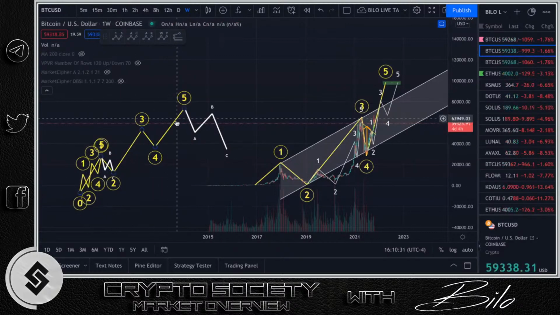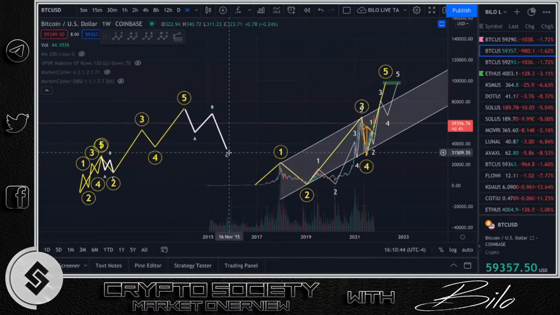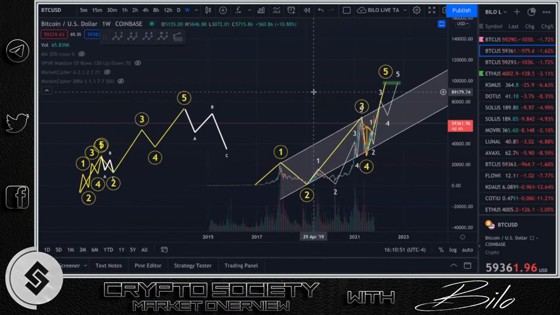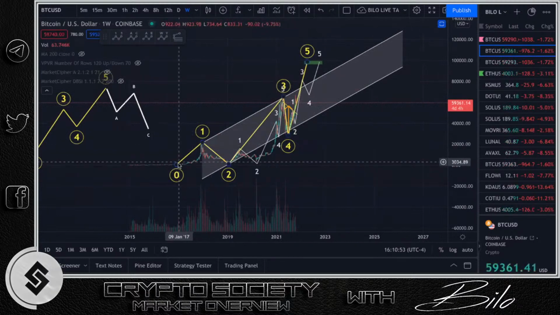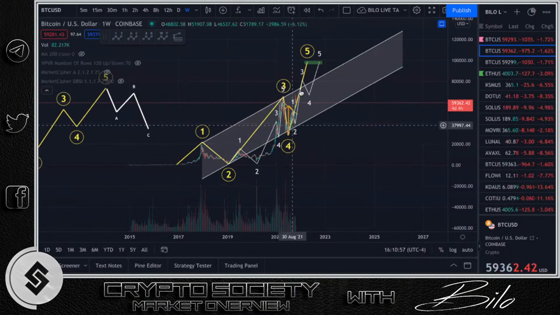Each impulse wave has 5 waves inside of it, and each correction wave has 3 waves inside of it. And then if you go deeper into the cycle, and if you zoom in, A has 5 waves, B has 3, C has 5, and the cycle just goes into itself over and over again into infinity. Not important. What's important right now is to understand that we have done 1, 2, 3, 4, and are on our way up to do wave 5.